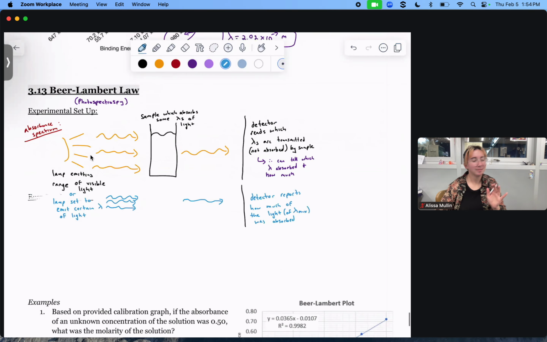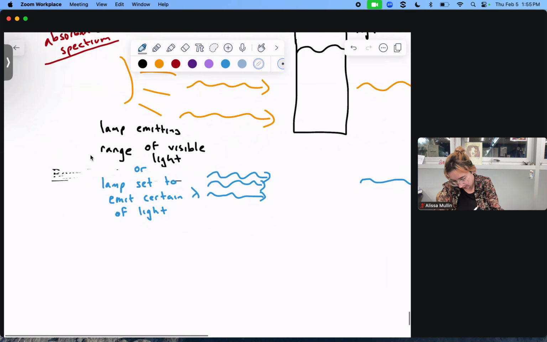Okay, so it looks really similar. What I'm trying to clarify is you could get a spectrum and determine what types of light your sample absorbs. But our main application of this, and what we're going to use Beer's law for, is actually being able to study a sample, and using this data, we will be able to tell what concentration of substance we have.